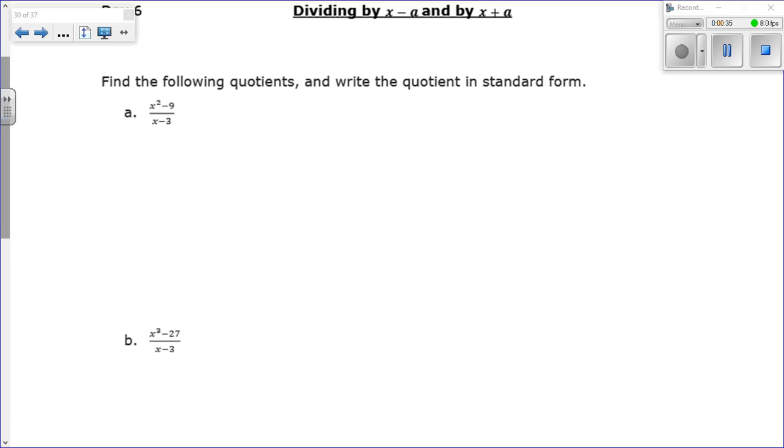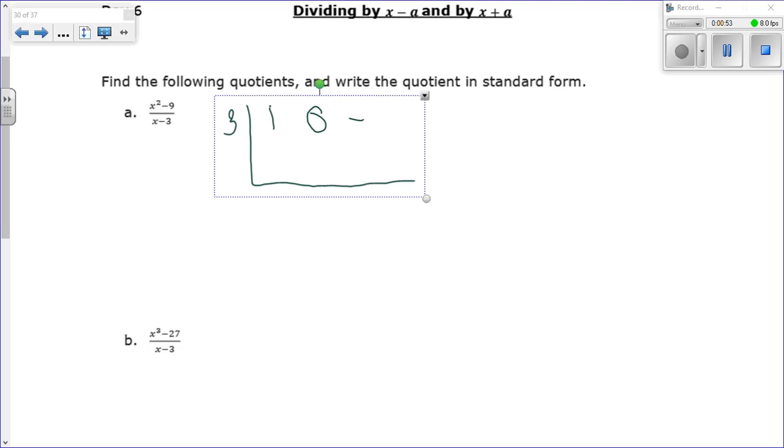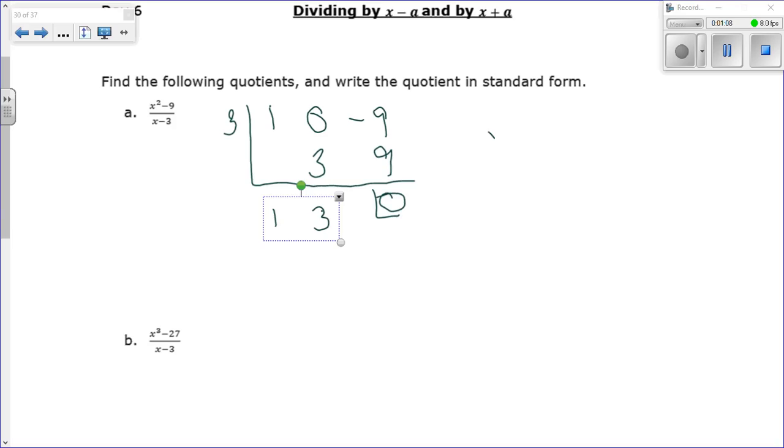For this first one, find the following quotients and write the quotient in standard form. If I'm going to do synthetic division, I have to put a 3 on the outside, a 1. I don't have an x term in there, so I need to put a 0 in for it, and then negative 9. Bring down the 1. 3 times 1 is 3. 0 plus 3 is 3. 3 times 3 is 9. And my remainder is 0.